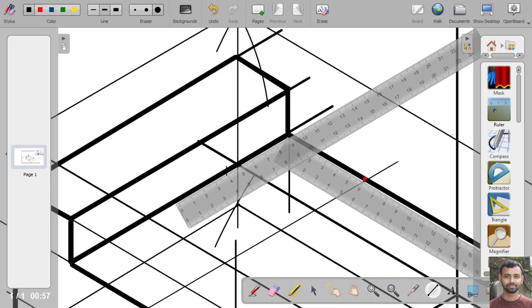Actually, all these things should be done with the help of a divider. But as I don't have any divider facility over here, I am using a scale. But you should always use a divider so that it will be much more accurate. So this distance is 90 mm.